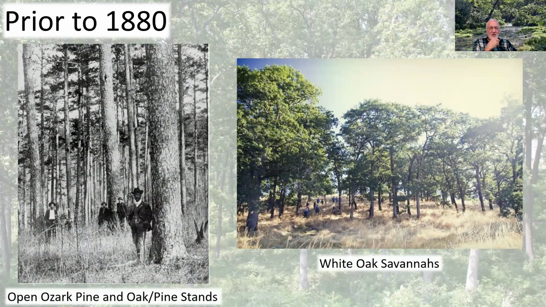If you look closely at the image on the right, you're going to see those little black dots underneath the canopy. Those are people. And folks like Schoolcraft, in the historical documentation, said that you could actually drive a wagon through the landscape.